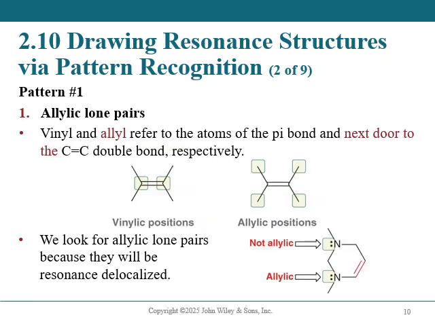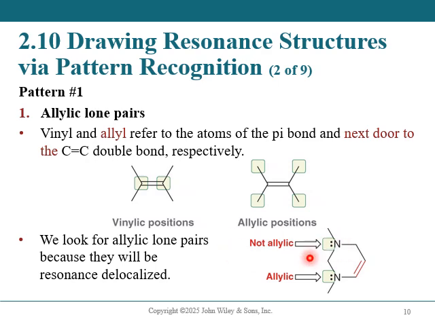For pattern number 1, the allylic lone pair, vinyl and allyl refer to atoms of the pi bond and the atoms next door to the carbon-carbon double bond, respectively. This is a vinylic position. You can see the carbon, that double bond, and then adjacent, or right next to that carbon double bond, you have the allylic positions. So double bond right next to it, this would be allylic, right? Bond, double bond right next to it, nothing, next neighbor, that is not an allylic position.